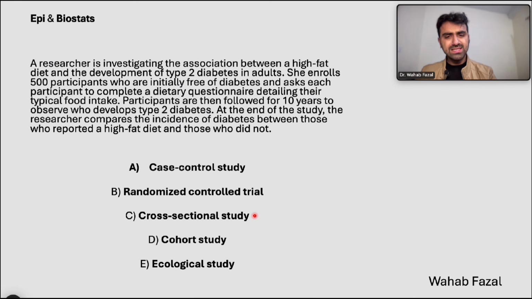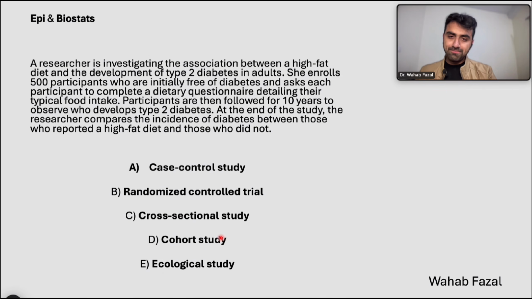Is this a cross-sectional study? No, because we're following people up for 10 years. A cross-sectional study is just like cutting an apple in half. It's not like following an apple to see if it withers or not. I don't know if it wilts or not. I don't know the word.